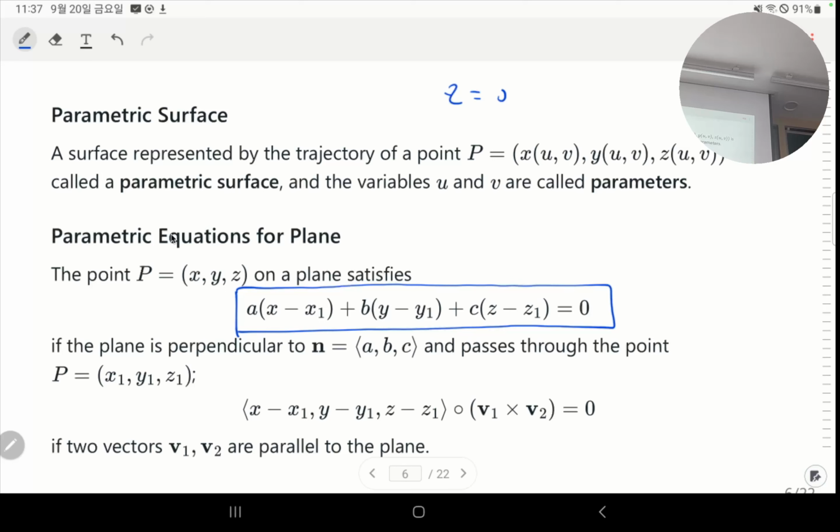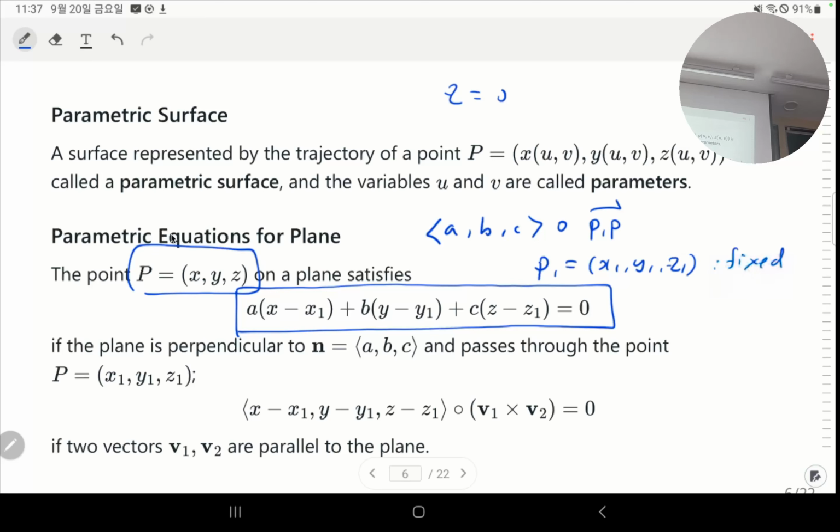So this is basically what it is. We have A, B, C, inner product with P1P. So P is this x, y, z, and P1 is x1, y1, z1, so this is fixed. And P is the point considered as an arbitrary point on the plane. So this is the same equation, a rephrase of the equation here.